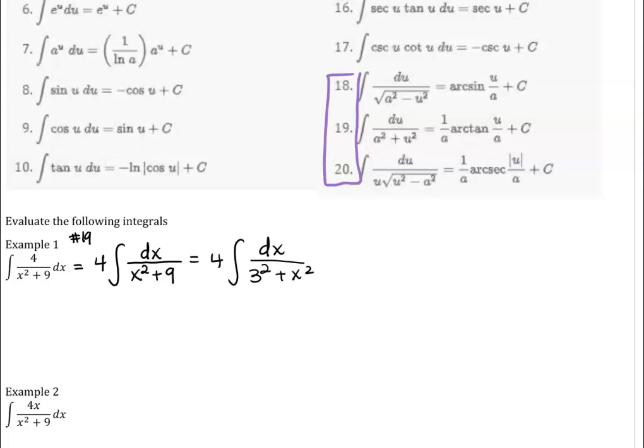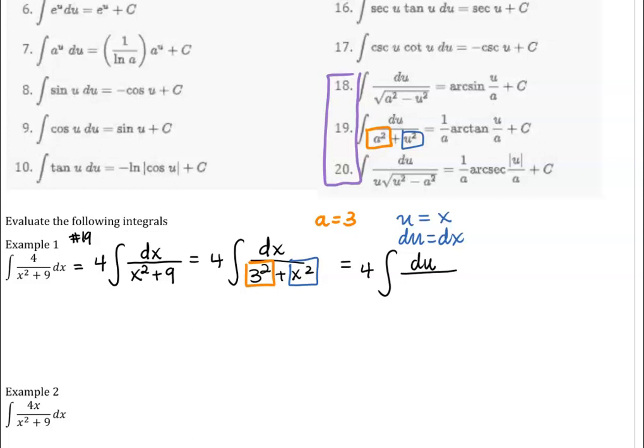So now looking at number 19, you can see the 3 squared is like the a squared, to see that a is equal to 3. And you can also see that the x squared is like the u squared, to see that u is equal to x. Well, if u is equal to x, then du is equal to dx. So now I'm ready to go in and do some substitution. But you don't really have to do substitution in this case because the du and the dx worked out perfectly. But we do have 4 times the integral of du, because dx is du, over 3 squared plus u squared.